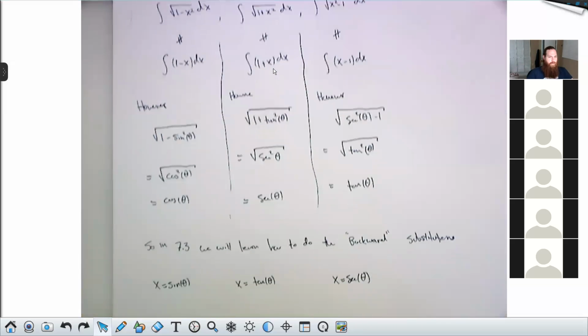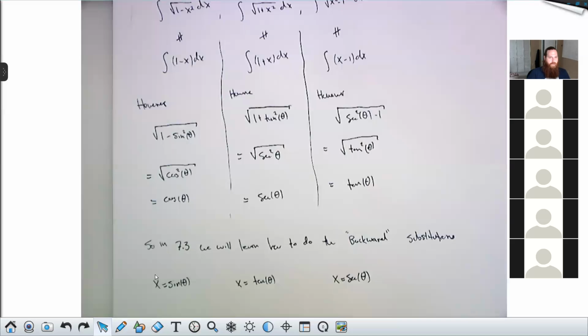We call these backwards substitutions because instead of saying my new variable is equal to some combination of old variables, I'm saying my old variable is a function of the new variable, right? The original variable here was x. So I'm saying I'm going to let x be sine theta rather than saying like I'm going to let z be x squared. You see the difference? The new variable is trapped inside the function here.